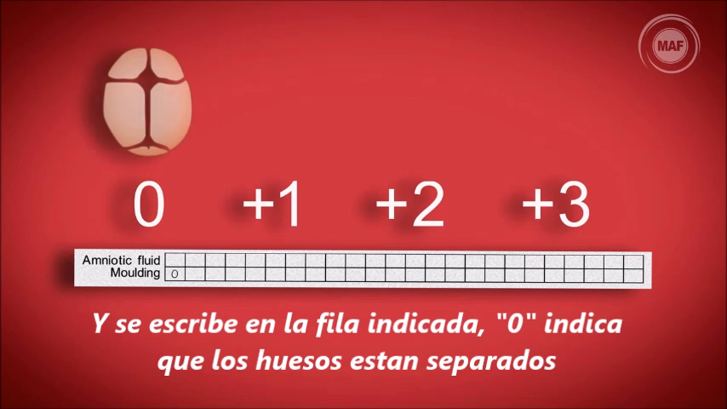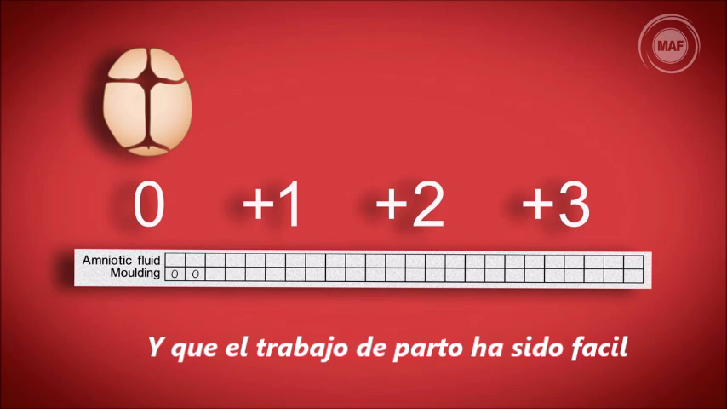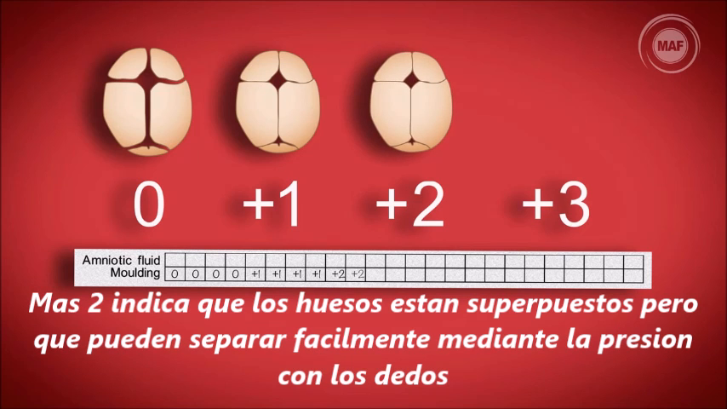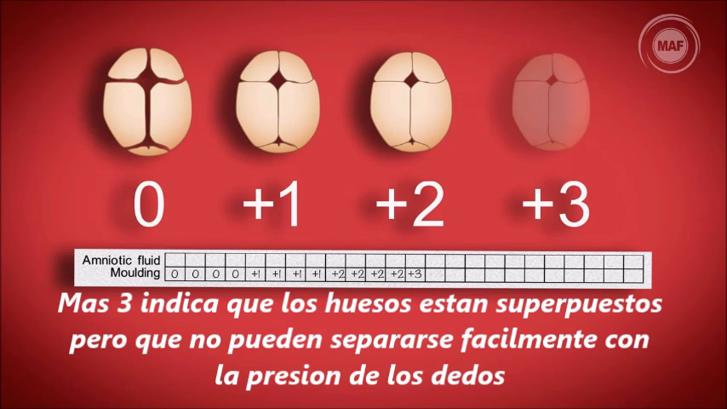0 denotes that the bones are separated and the sutures can be felt easily. +1 denotes that the bones are just touching each other. +2 denotes that the bones are overlapping but can be separated easily with pressure by your finger. +3 denotes the bones are overlapping but cannot be separated easily with pressure by your finger.